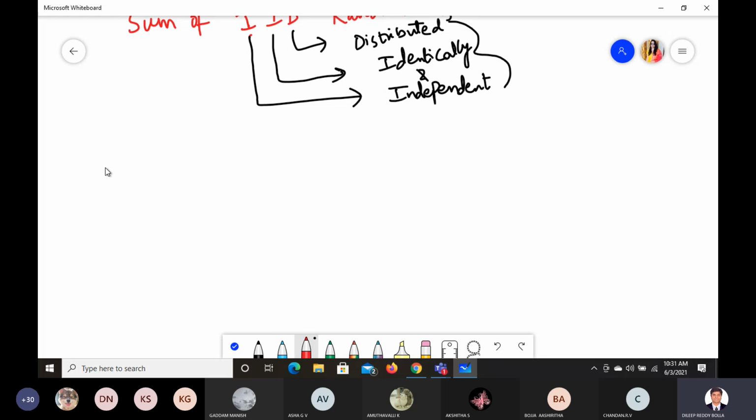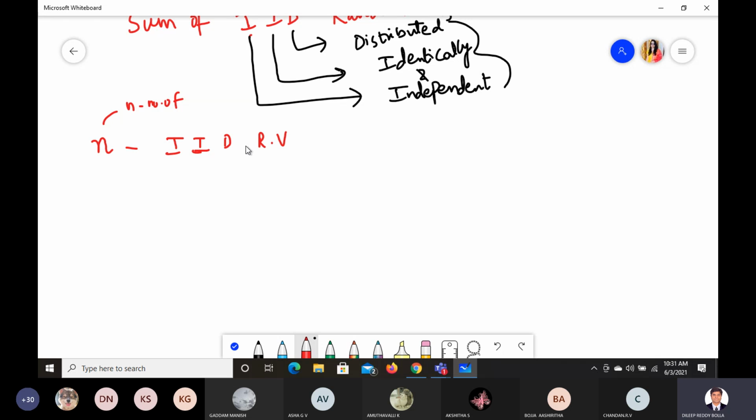Now let us compute this. What is happening here? We are assuming n number. What is n? So n is IID, independent and identically distributed random variables. There are n number of independent, identically distributed random variables. RV stands for random variables.